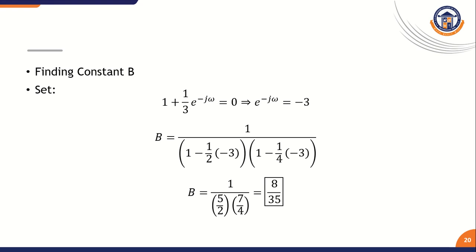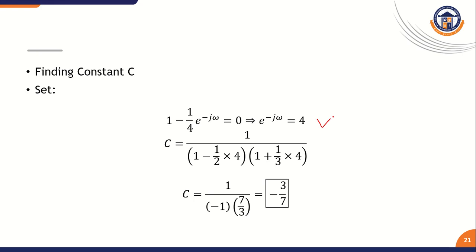Similarly, we can find constant value b once we are substituting e power minus j omega equal to minus 3 in the previous equation. The b equal to 8 by 35. Then next we can find the constant value c, that is equal to minus 3 by 7.